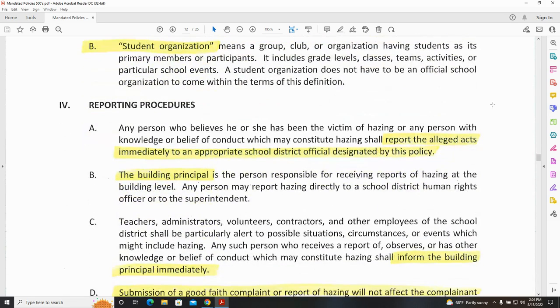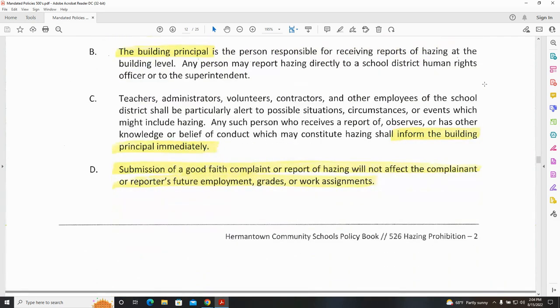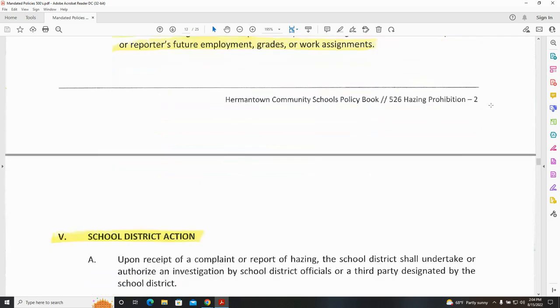So reporting procedures: report the alleged acts immediately to an appropriate school district official. Again, oftentimes your building principal, or in this case, it might be the activity director. The building principal will be informed at some point and will be responsible for conducting the investigation. And again, submission of a good faith complaint or report of hazing will not affect the complainant or the reporter's future employment, grades, or work assignments. We would rather have somebody make a report, find out that it's nothing, than to not get a report and find out something could have been prevented.